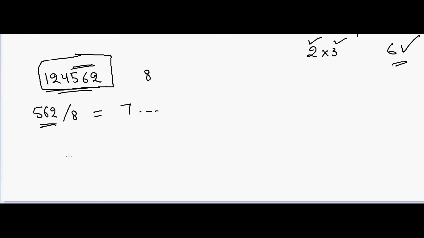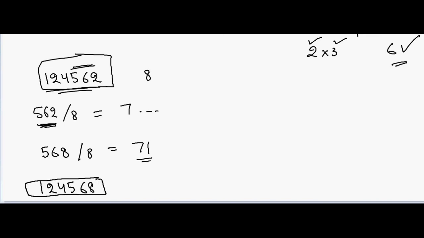How can I make it divisible by 8? By making these 3 digits divisible by 8. So if I have 568, that can be divided by 8, and we'll get 71. So therefore if I change this number to 1 2 4 5 6 8, then this number would be divisible by 8, and in that case it will work.